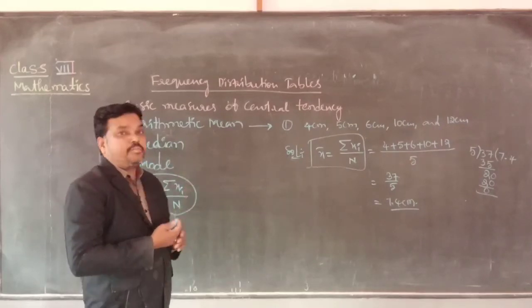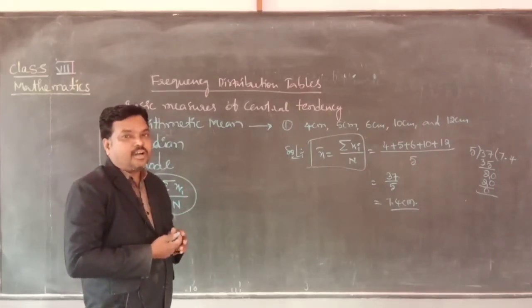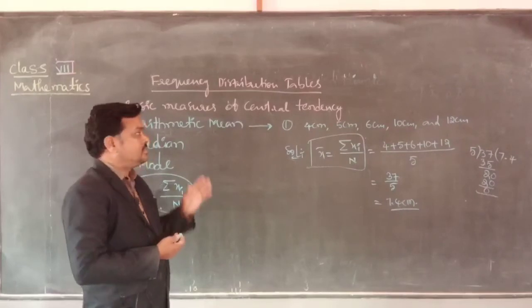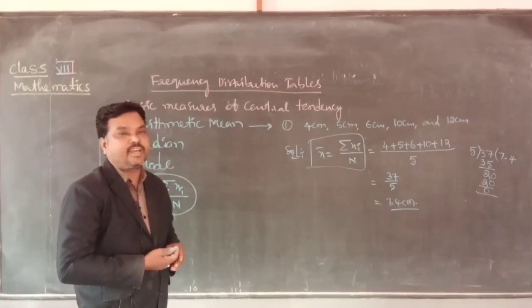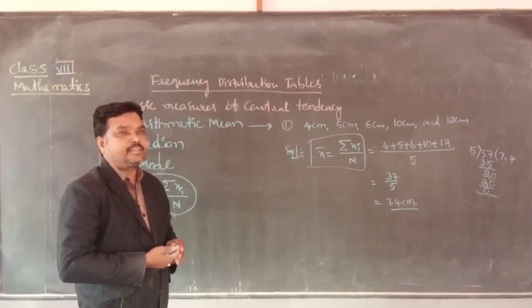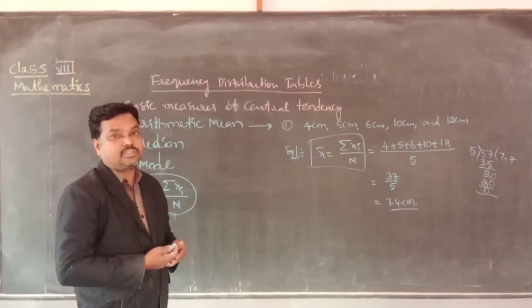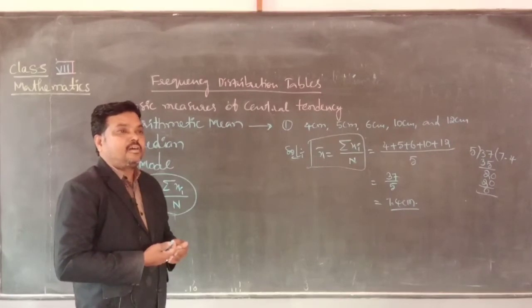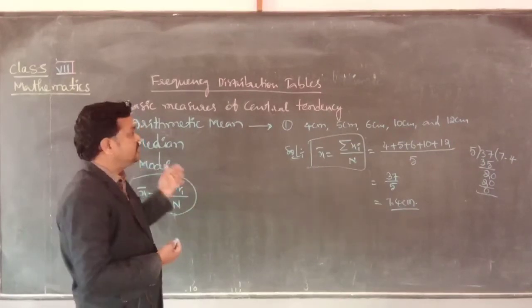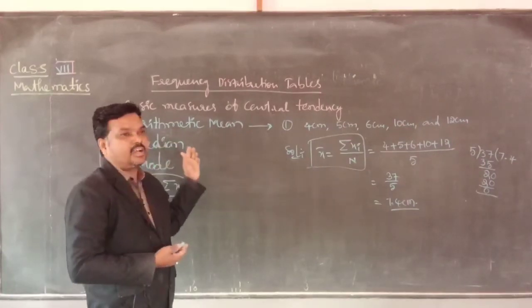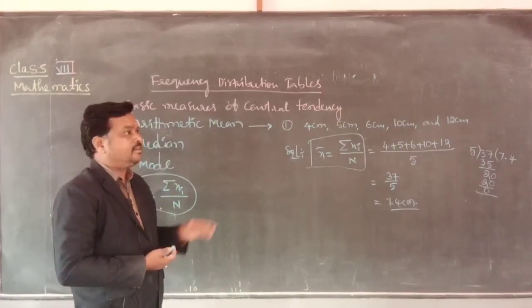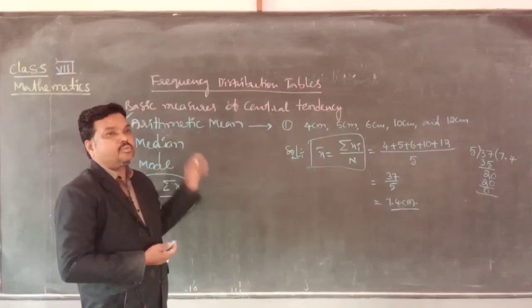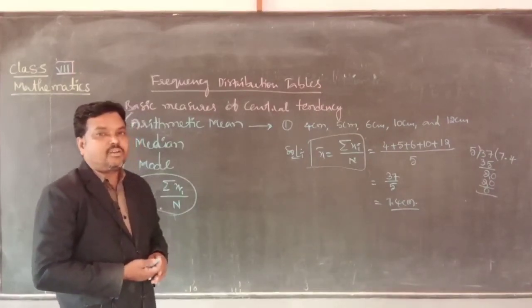The most middle value of the data is called the median. In this class we are learning how to find the median of ungrouped data. In 9th and 10th class we have to find the median of grouped data by using formulas. The meaning of median is the most middle value of the data.